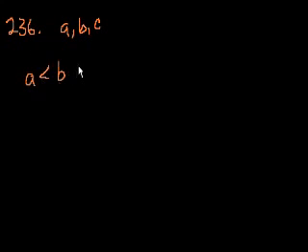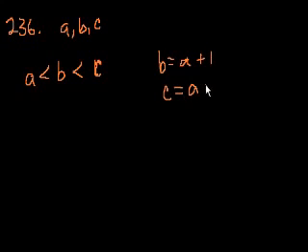Problem 236. If a, b, and c are consecutive positive integers, and a is less than b, which is less than c, which of the following must be true? Consecutive positive. So b would be equal to a plus 1, and c would be equal to a plus 2, or b plus 1. And of course, a is equal to a. I don't know if that helps. I just felt like writing that down.